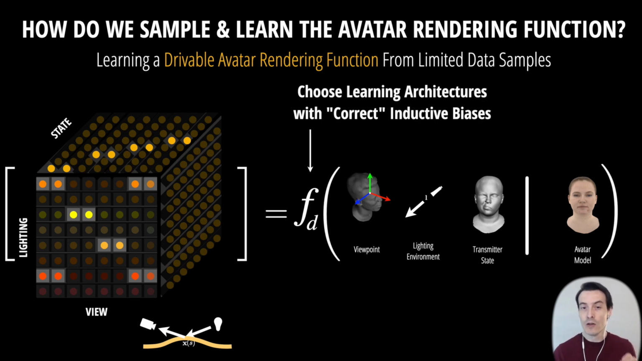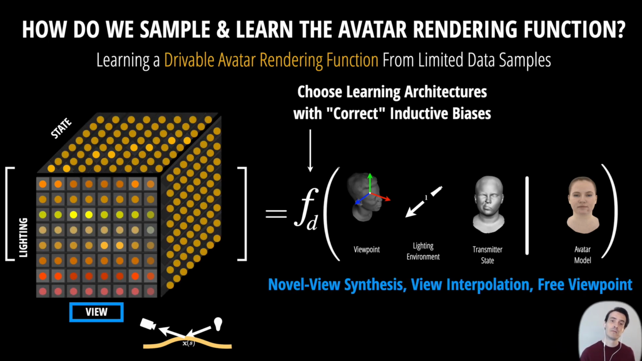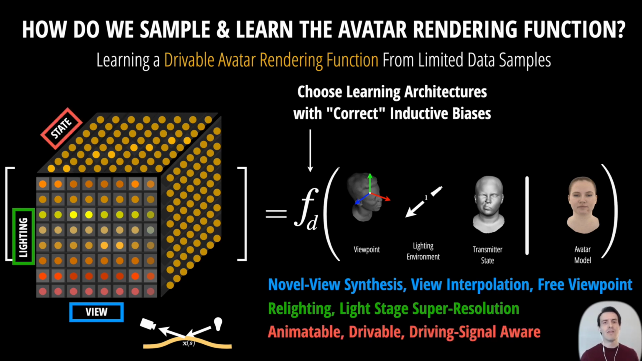So the trick is choosing learning architectures that have the right inductive biases, that will learn from a limited set of samples, but still generalize to all of the unobserved combinations. And for viewpoint, we call this ability to generalize novel view synthesis or view interpolation or free viewpoint rendering. For lighting, we might call this relighting or light stage super resolution for the case of view interpolation. And then for generalizing states, we talk about being able to animate these models or drive them. And today I want to focus on these last two axes.